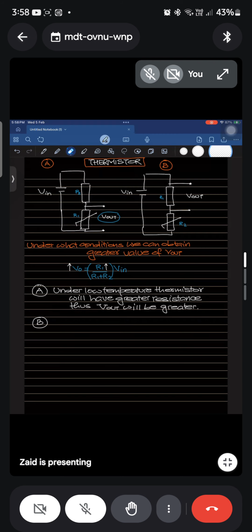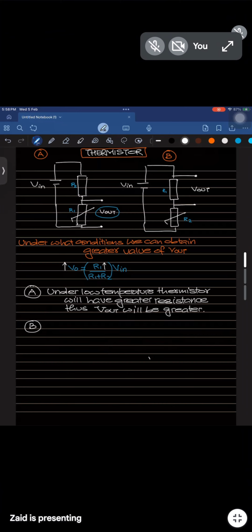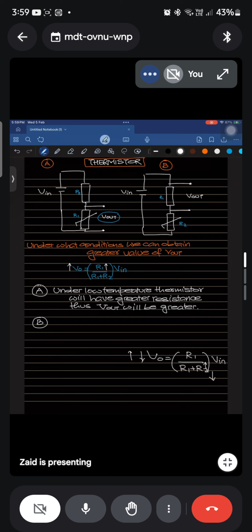Okay, look at the formula. The formula is V out equals R1 over R1 plus R2, into V in. Now my R1 is fixed. I have to do something with R2. If R2 is bigger, ultimately this is going to decrease. And if R2 is smaller, then this is going to increase, because R1 has a fixed value, it cannot change. Under what conditions is the thermistor going to give a lower value of voltage?